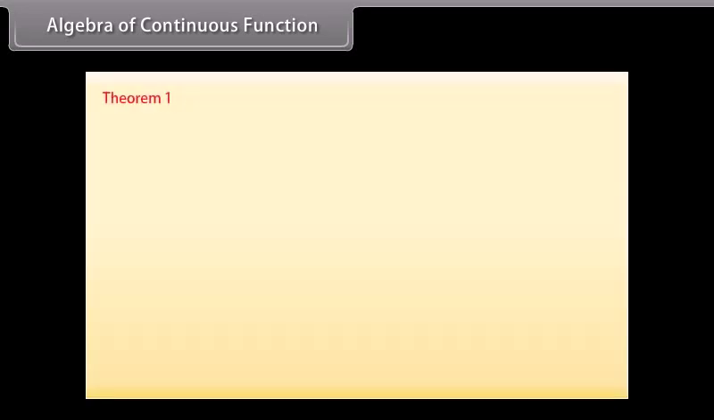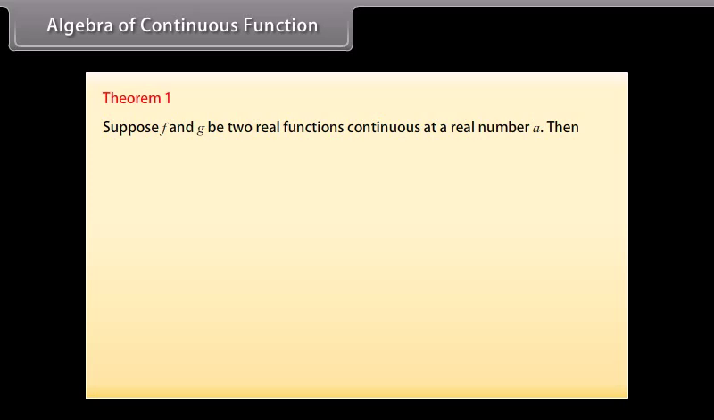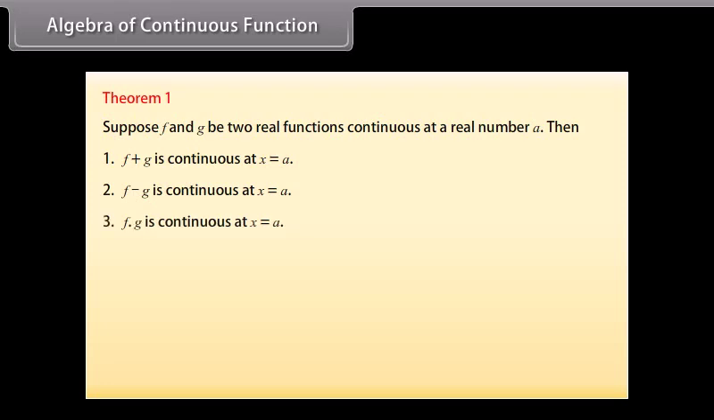Algebra of continuous functions. Theorem 1. Suppose f and g are two real functions continuous at a real number a. Then 1. f plus g is continuous at x = a. 2. f minus g is continuous at x = a. 3. f into g is continuous at x = a. 4. f by g is continuous at x = a, provided g(a) is not equal to 0.